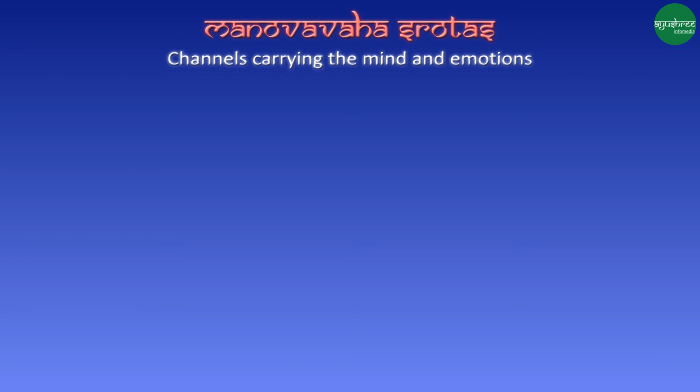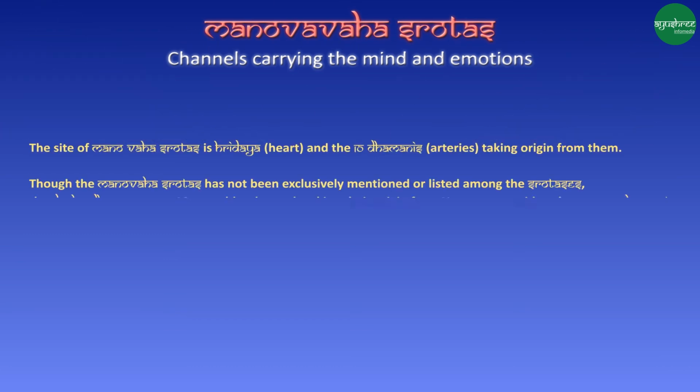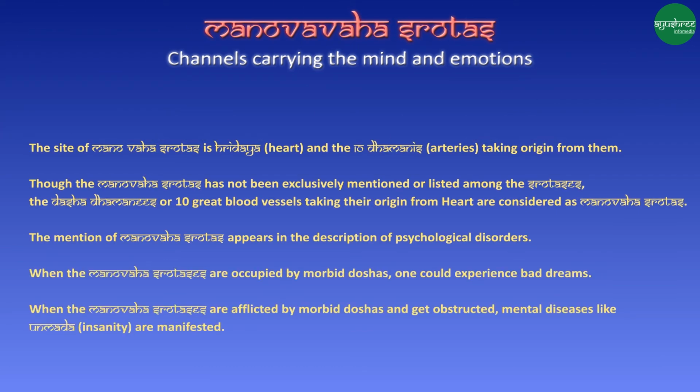Manovaha Srotas, channels carrying the mind and emotions. The site of Manovaha Srotas is Hridaya, that is heart, and the 10 Dhamanis, arteries, taking origin from them. Though the Manovaha Srotas has not been exclusively mentioned or listed among the Srotases, the Dasha Dhamanis, or the 10 great blood vessels taking their origin from heart, are considered as the Manovaha Srotas. The mention of Manovaha Srotas appears in the description of psychological disorders. When the Manovaha Srotas are afflicted by morbid doshas and get obstructed, mental diseases like Unmada, that is insanity, are manifested.